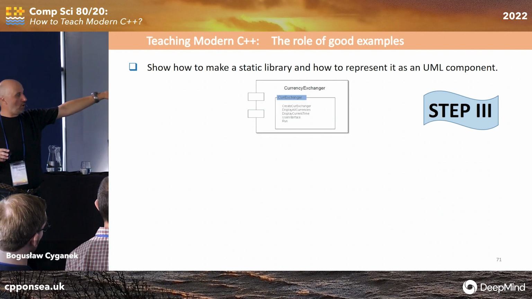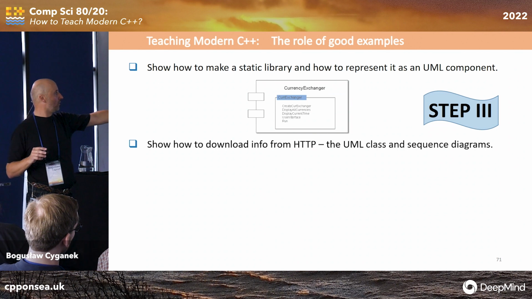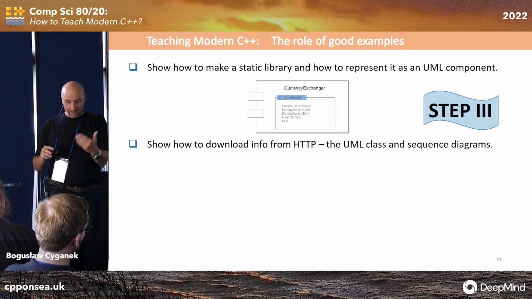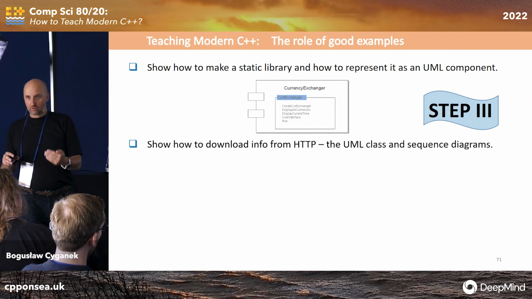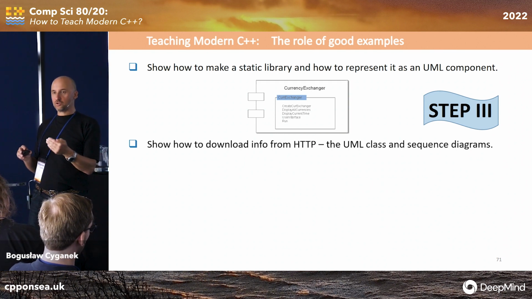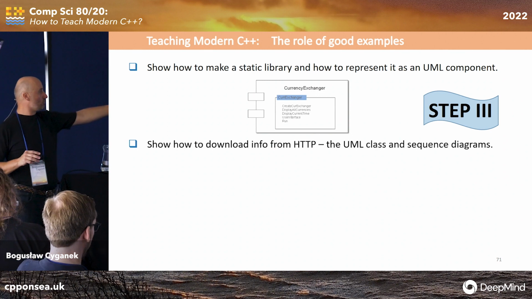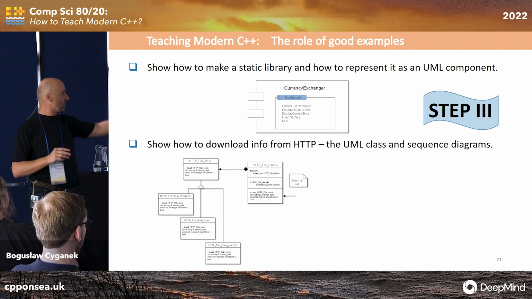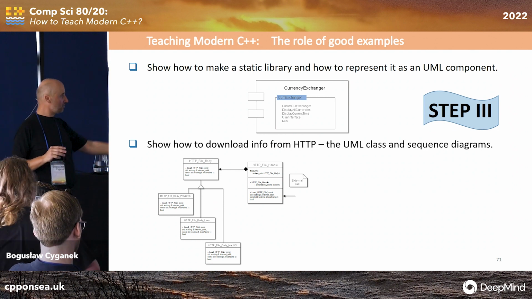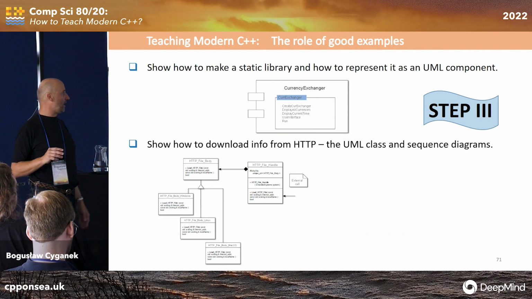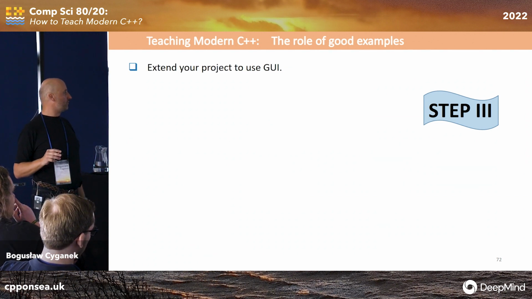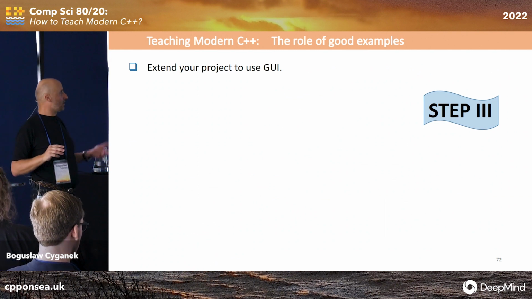We can build a component out of this, a UML component. We can build a static library. And now we can add another problem. We need to download the buying ratio from the web, so we need to use HTTP. And we have different operating systems, so we can build such a bridge, handle-body pattern, to have this client, and depending on the system, show some sequence diagram of this. So you teach more on occasion.